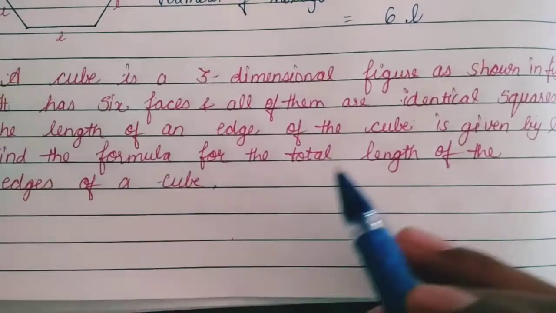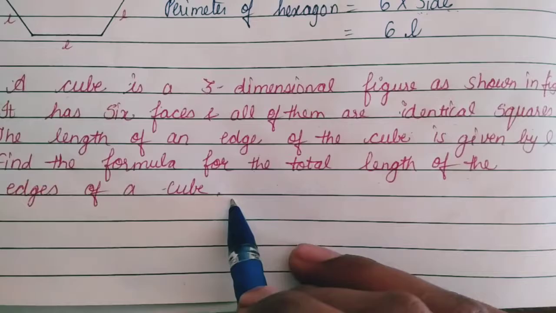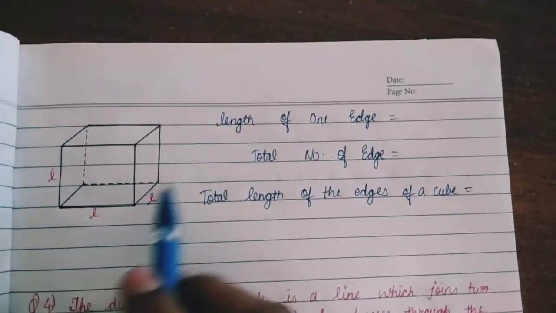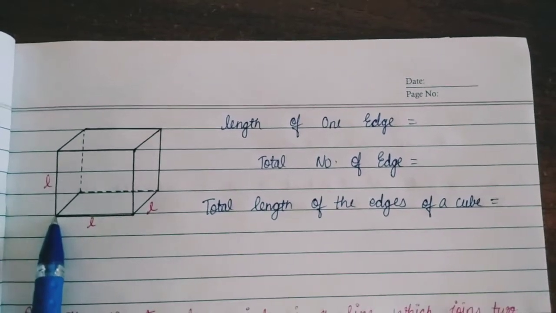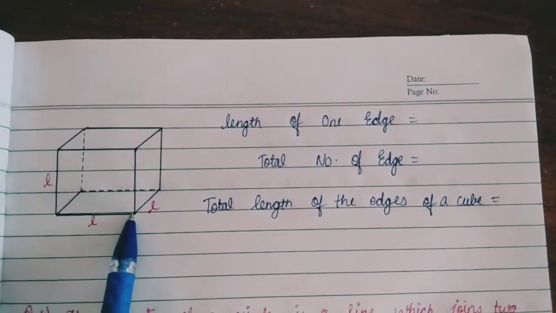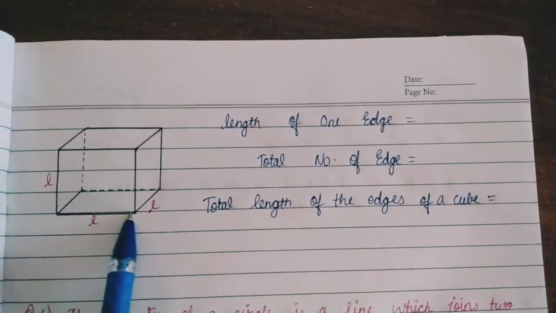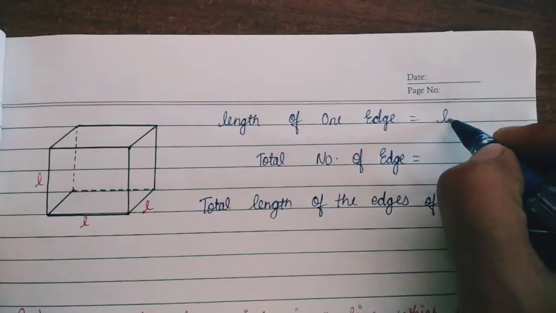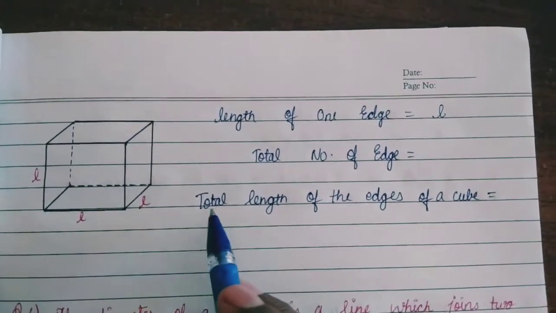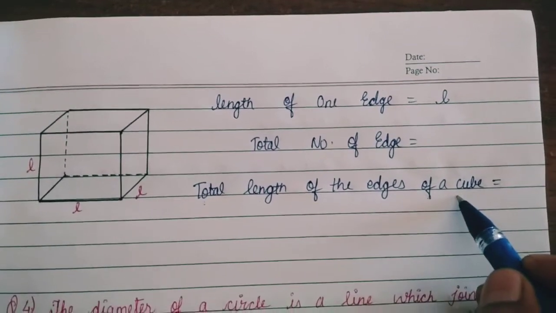What we have to find? We have to find total length of the edges of the cube. So here is the figure. Length of one edge. One edge means this is the line segment which is forming the cube by joining each other. So this is the length of one edge, which is denoted by L. So what we have to find? We have to find total length of the edges of a cube.